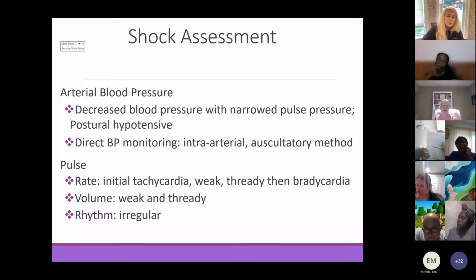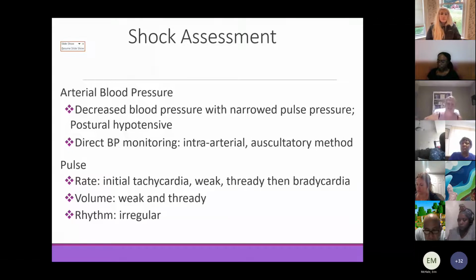Remember, initially when the body's trying to compensate, we're going to have tachycardia because it's just beating away trying to get more blood out. The heart can only do that for so long. If things don't change, the pulse is going to become very weak, and then very thready, and then it's going to progress to bradycardia, very low. And then we may see that the rhythm is irregular. So we're not going to really have that good lub-dub. It's going to be irregular.